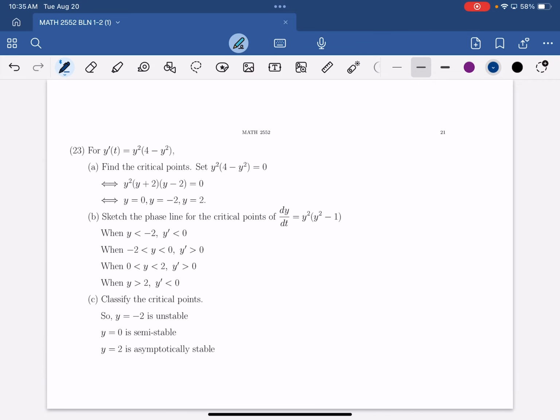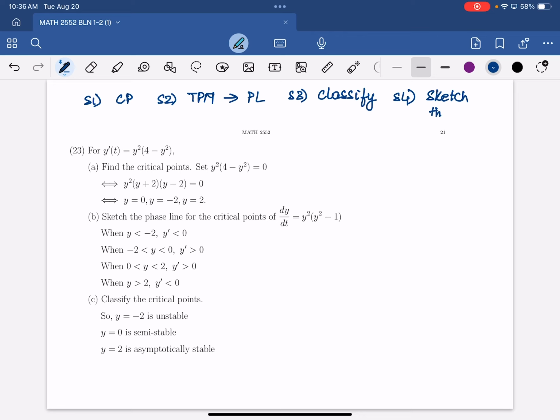So then the next one is y prime equals y squared times 4 minus y squared. So now what are we doing? We're doing the same thing but increasing the complexity. First step is find the critical points. Step 2 is use the test point method to find the phase line. Step 3 is classify the critical points. Step 4 is to sketch the solution curves.